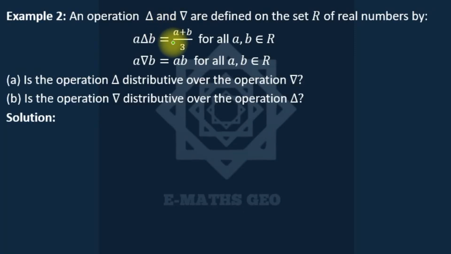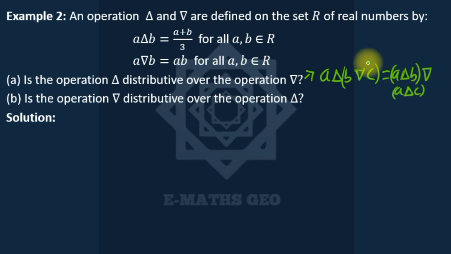Operation triangle and inverted triangle are defined like this. We're asked to find whether the triangle is distributive over the inverted triangle and whether the inverted triangle is distributive over that. So this means if I introduce another element, if A triangle (B inverted triangle C) is the same as (A triangle B) inverted (A triangle C), you know it's distributive over the triangle.